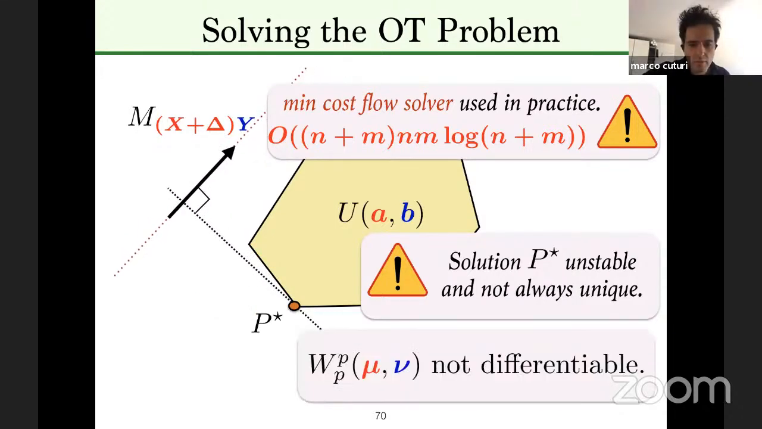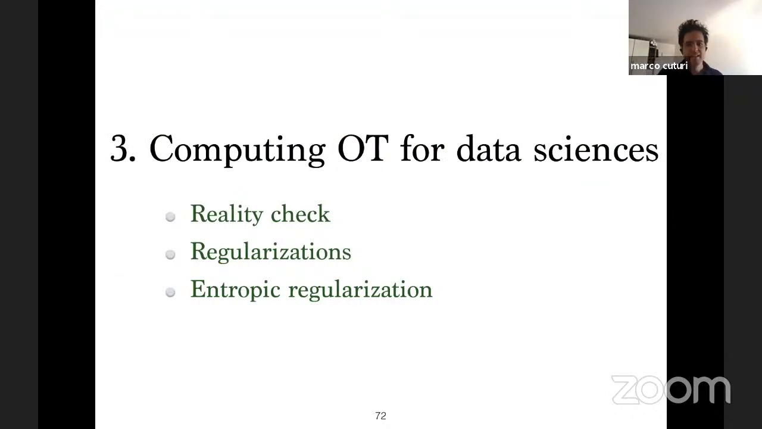This is why, if we were to stick to that way of solving optimal transport, I think we wouldn't have made a lot of progress. And this is why people keep on regularizing or changing the terms of this optimization problem.